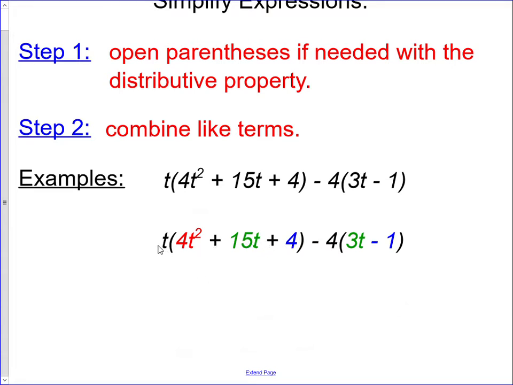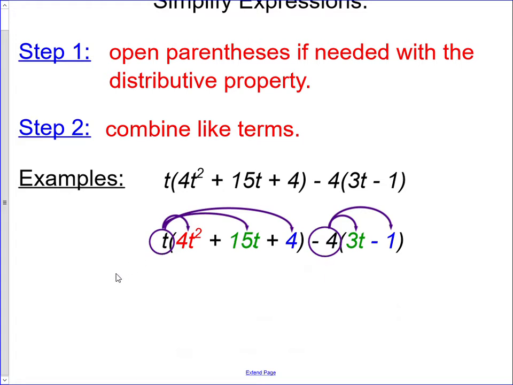I know that this t is going to distribute across everything inside of here. So I'm going to multiply each one of these terms in here by t. Likewise, I'm going to multiply these two terms here by -4. So let's just go ahead and see what this looks like.